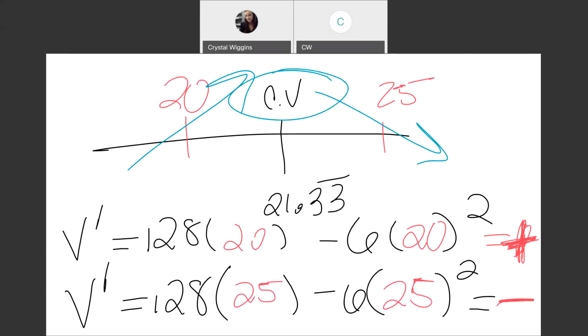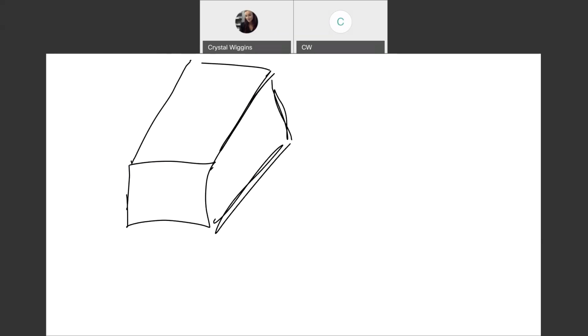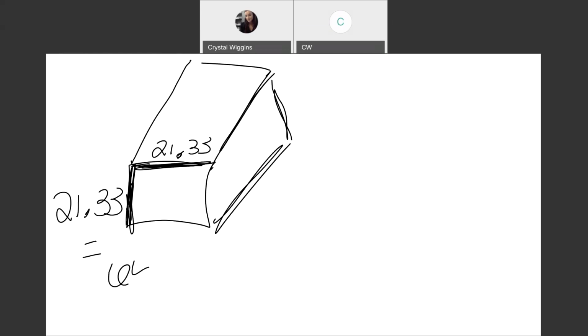So we do indeed have a maximum critical value at 21.33. So we know that the bottom, the square part of the box, needs to be 21.33 by 21.33. So let's take a look at that. So we have a square base box. My box is on its side because I'm not the best drawer. But this square W by W is 21.33 by 21.33, or to be exact, 64 over 3 is the side of the base.